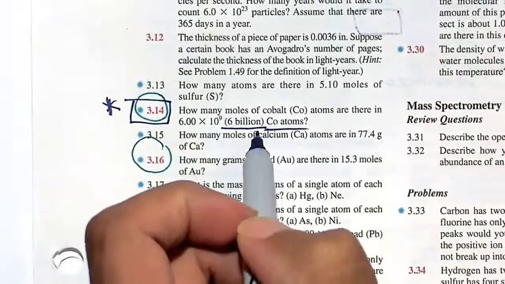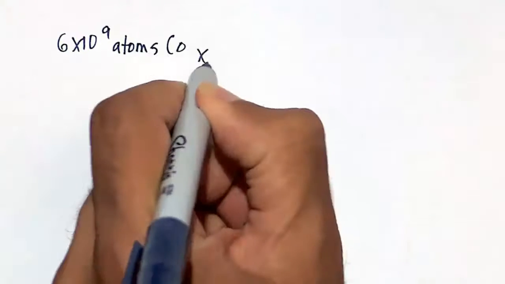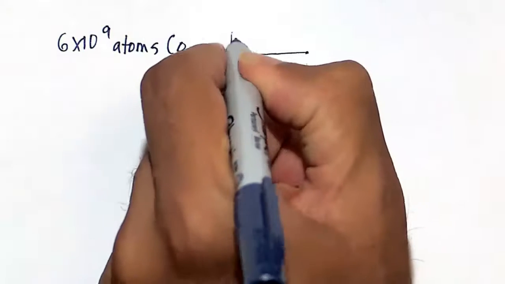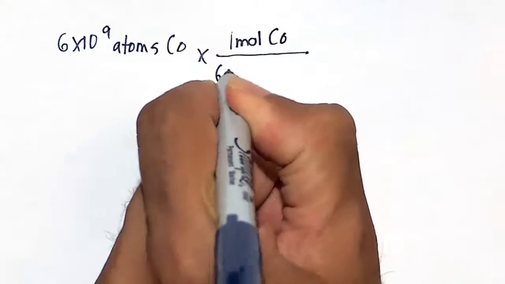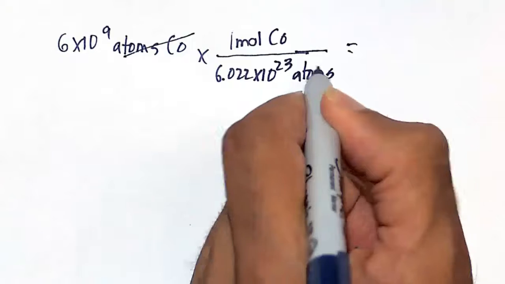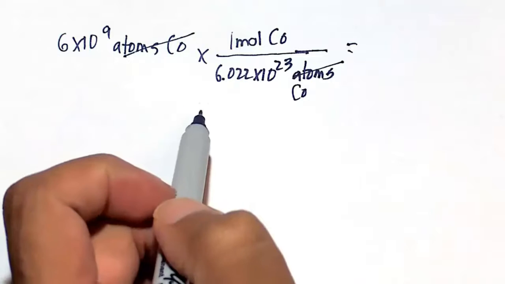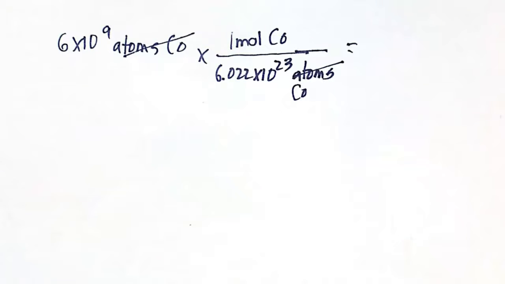So in this particular problem we have 6 billion atoms of cobalt, and we want to convert that to moles of cobalt. So 6 billion is 6 times 10 to the 9 atoms of cobalt, times, this is where we're going to use Avogadro's number, 1 mole of cobalt is 6.022 times 10 to the 23 atoms of cobalt. So the atoms of cobalt and the atoms of cobalt will cancel out. So 6 times 10 to the 9, divided by Avogadro's number, 6.022 times 10 to the 23rd, will give you the answer.